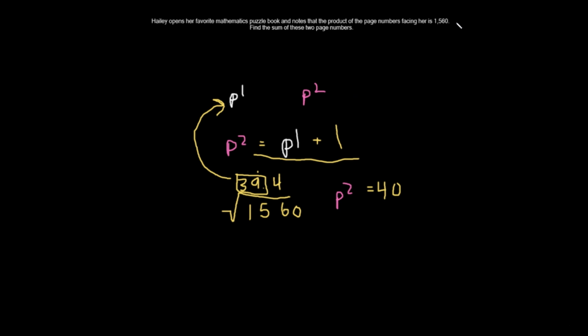Well, not exactly. We now have the two page numbers, but we need to find the sum of them. So we just add 40 and 39. So that would equal 79. And that is our answer. Now that we have solved this problem, let us move on to the next problem.